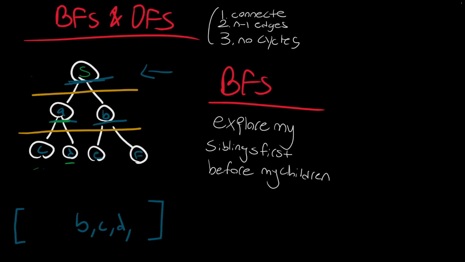Then we're going to evaluate B. B is going to say, my children are E and F. So we're going to put E, then F onto the queue, and then we're done evaluating B. And so forth. We see that C does not have any children, D does not have any children, E does not have any children, F does not have any children. So we're going to evaluate C, then D, then E, then F.